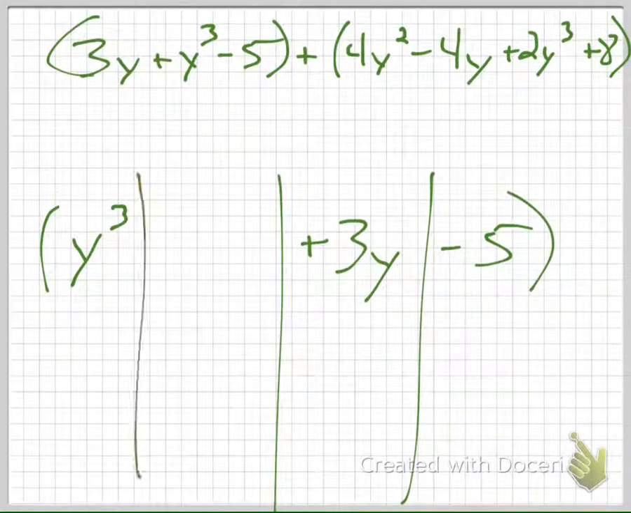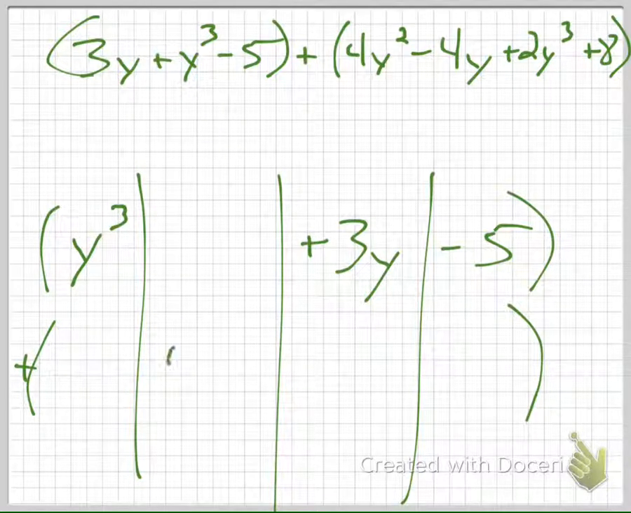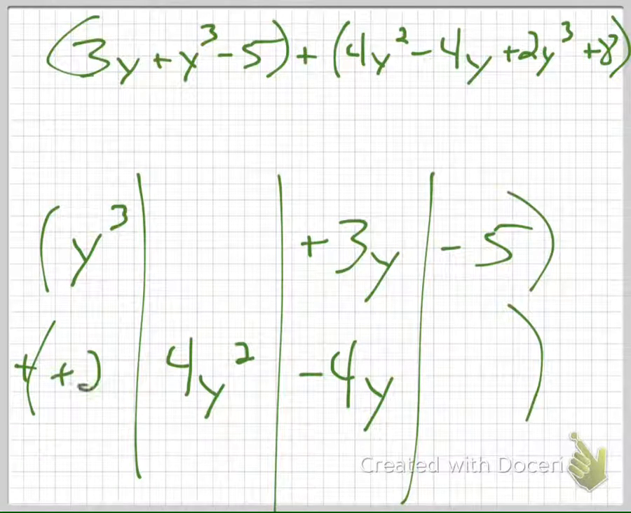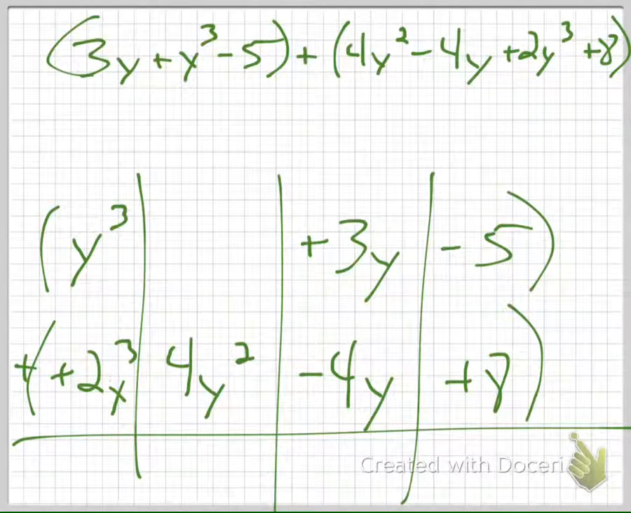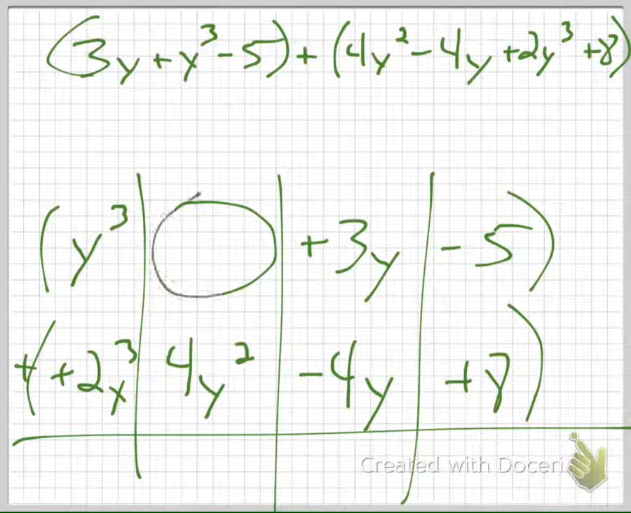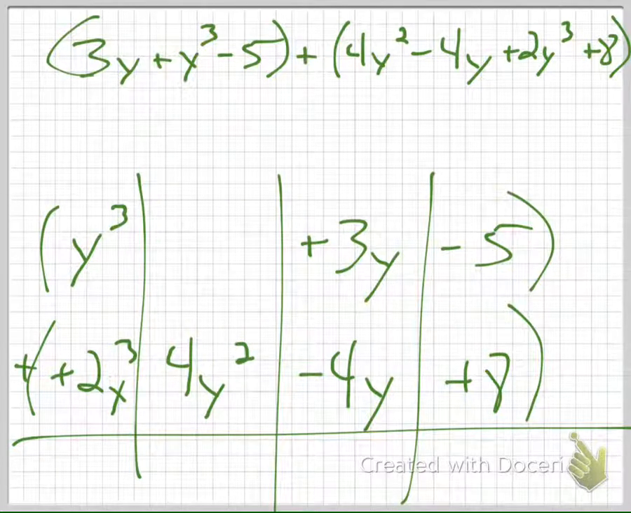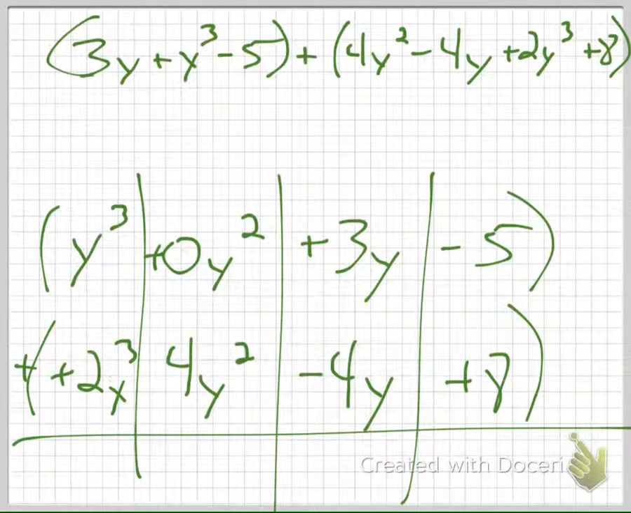Columns. And then it's a plus out here. And so then now I'm going to go, okay, I have a 4y squared here minus 4y plus 2y to the third, and then I have plus 8. Do you see what I'm talking about? There's a gap here. What goes there? I wouldn't put a 0. I would put a 0y squared, plus 0y squared. Just so it reminds you that you're in columns here, right, of like terms. Does that make sense? Okay.